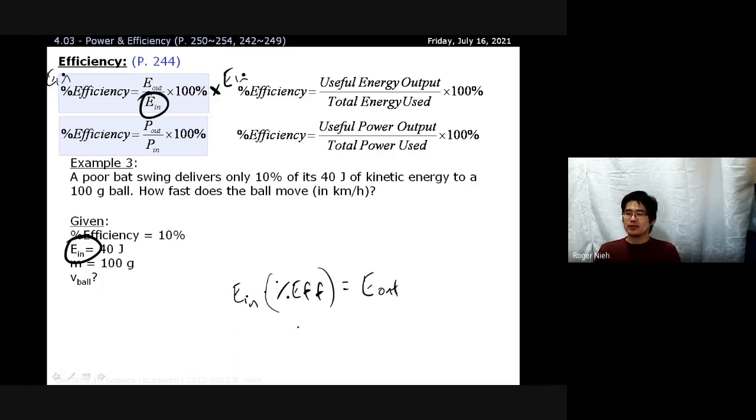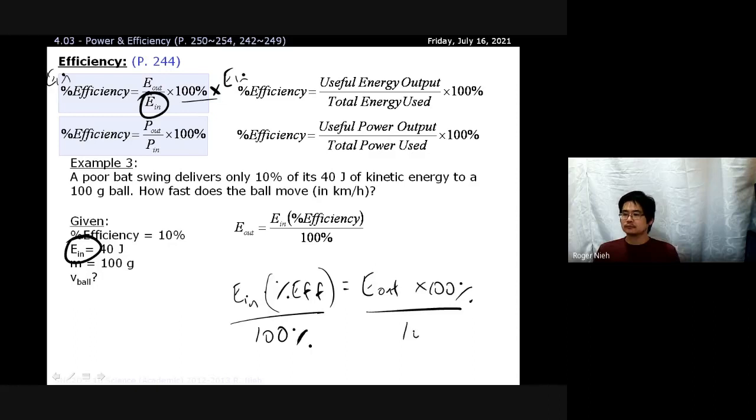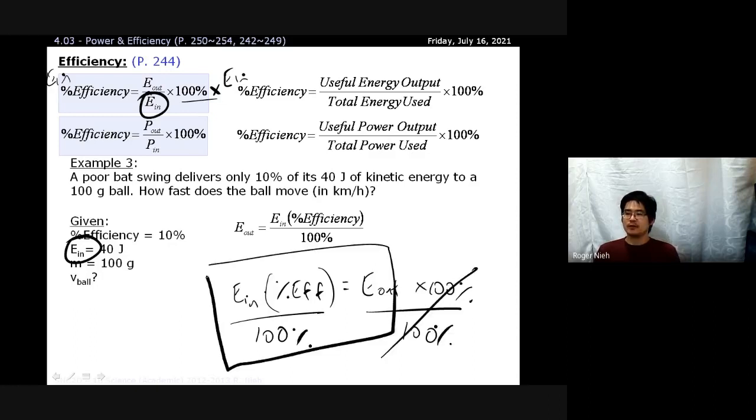All right, and if you rearrange it the other way around, then that's what you get. E out is equal to E in times percentage efficiency, and I forgot to get rid of the 100% by dividing both sides by it. Sorry, I forgot to do that, okay? Since that's multiplied by 100% on the right, you divide both sides by 100%. And that's how you get to the formula that's up above.